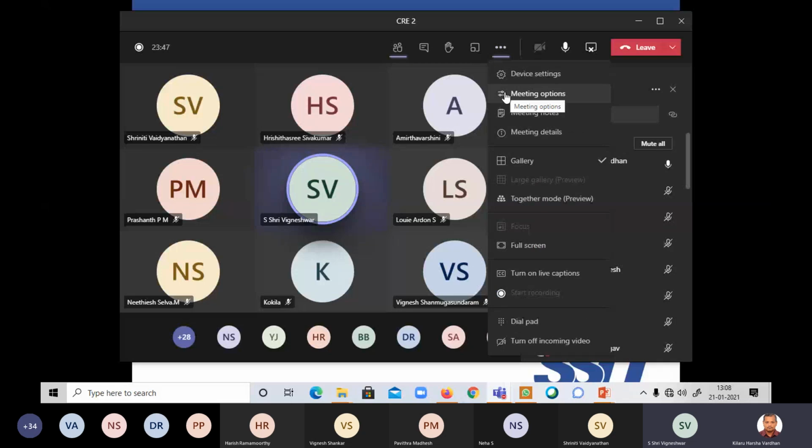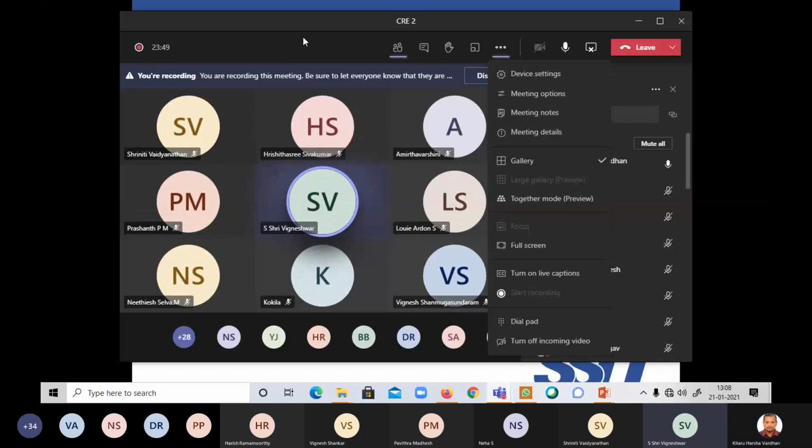So yes, it's recording. At the top left, you could see that recording symbol. Yeah. Okay.